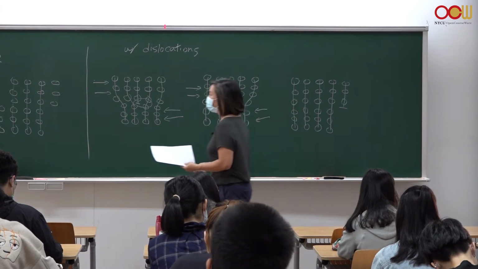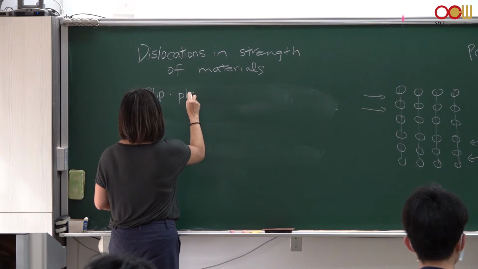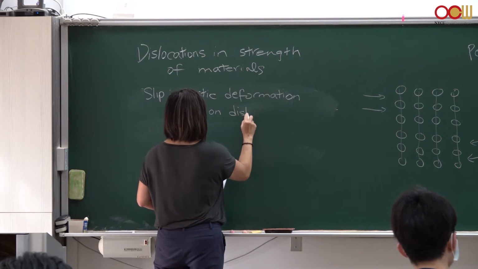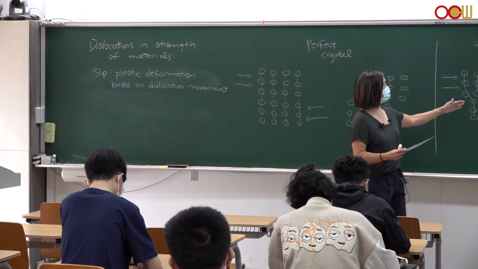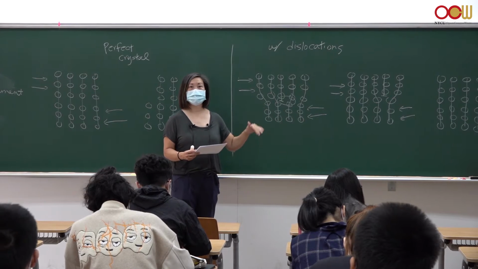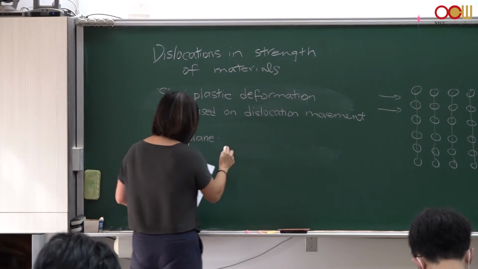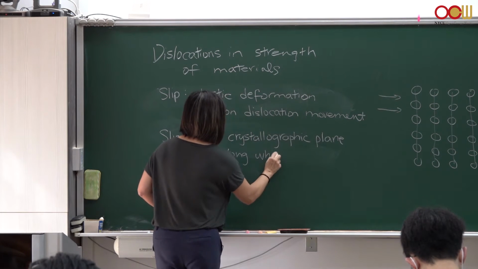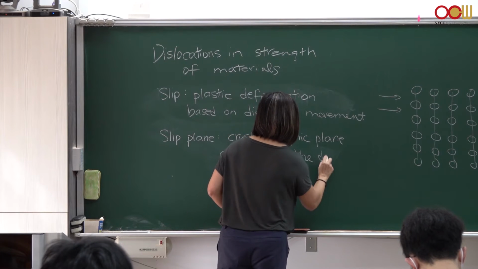So a couple of definitions. Slip is plastic deformation based on dislocation movement. So whenever you have something that looks like this, where you have a dislocation that's helping you have plastic deformation, this process is called slip. And a slip plane is the crystallographic plane along which the dislocation moves.